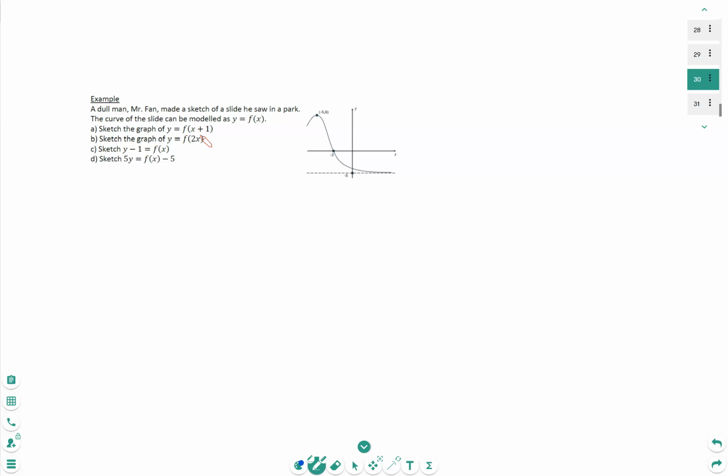So part A, sketch a graph of y equals f of x plus 1. We know it's a translation. So we say we're moving to the left by 1. So the graph moved to the left by 1 will look like this. That point, minus 5, 6 becomes minus 6, 6. That one is minus 1.